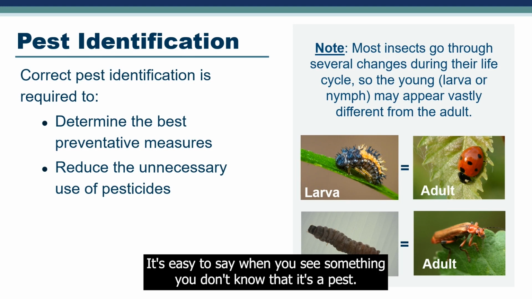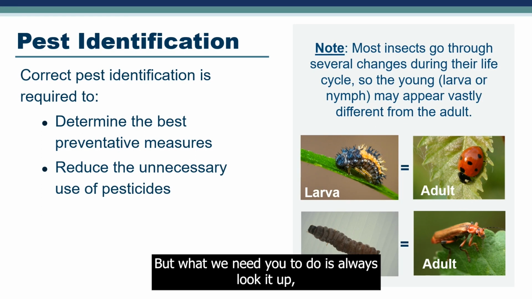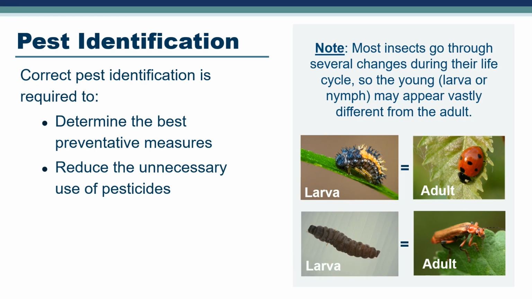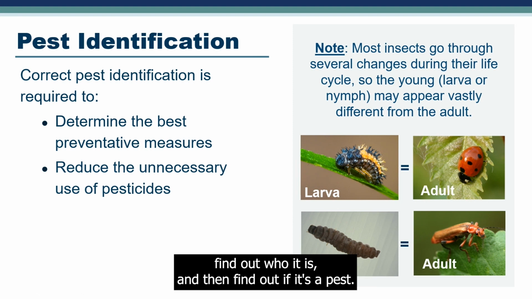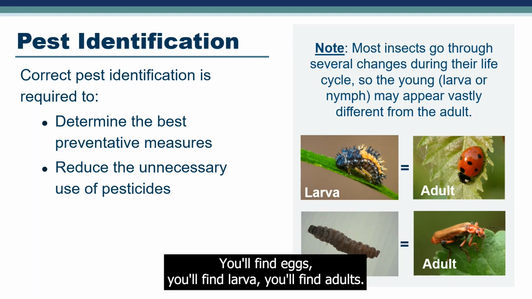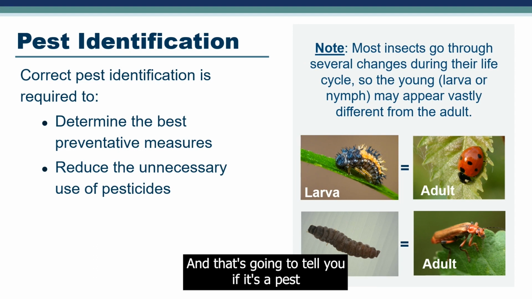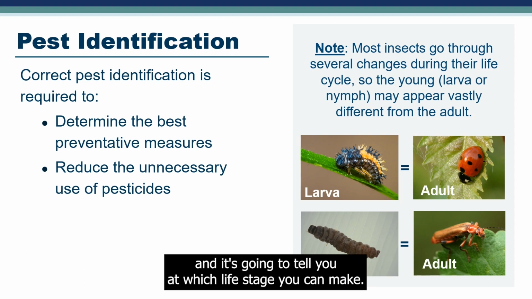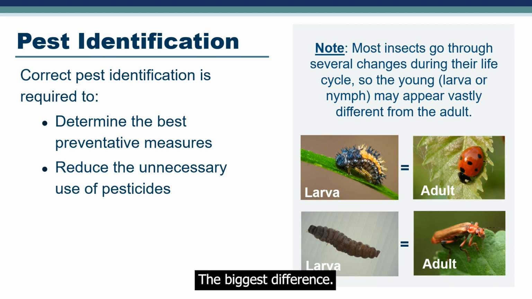It's easy to say when you see something you don't know that it's a pest. But what we need you to do is always look it up, find out who it is, and then find out if it's a pest. And when you look it up, look at the different life stages. You'll find eggs, you'll find larvae, you'll find adults. And that's going to tell you if it's a pest, and it's going to tell you at which life stage you can make the biggest difference. And all of this is going to reduce unnecessary use of pesticides.